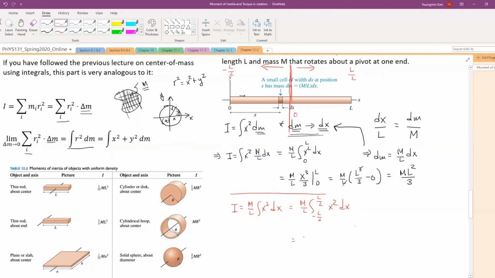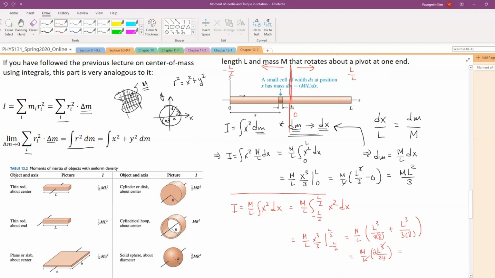So in this case, I have m over L times x cubed divided by 3, going from minus L over 2 to L over 2. That is m over L times L cubed over 3 times 2 to the third, which is 8, minus, and then you have another minus, so it becomes plus, L cubed over 3 times 8. And that is mL squared multiplied by 1 divided by 24 times 2.